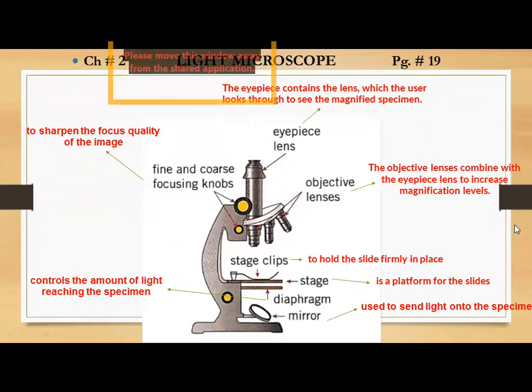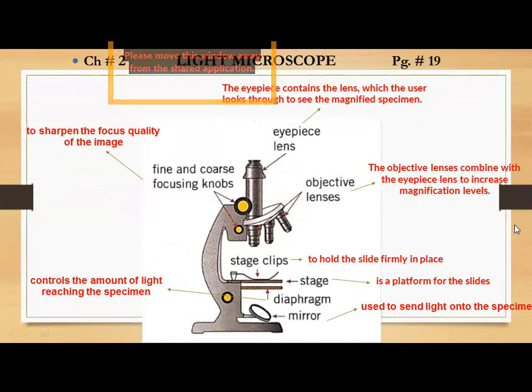Now, this is what is called a microscope, and we will briefly explain the different parts of this microscope. You should come to page 19, where you can see this diagram of a microscope. I will start from the very beginning, at the top of the microscope.